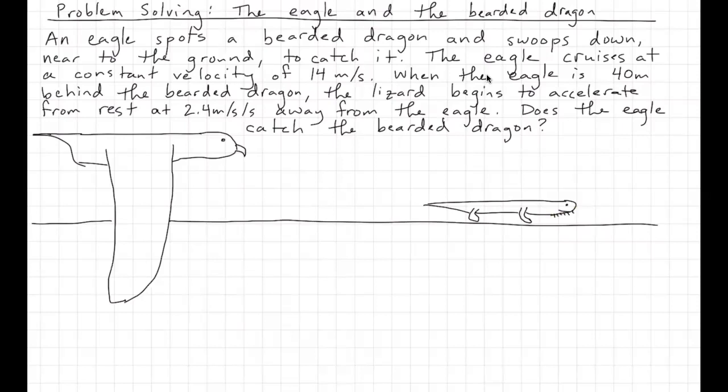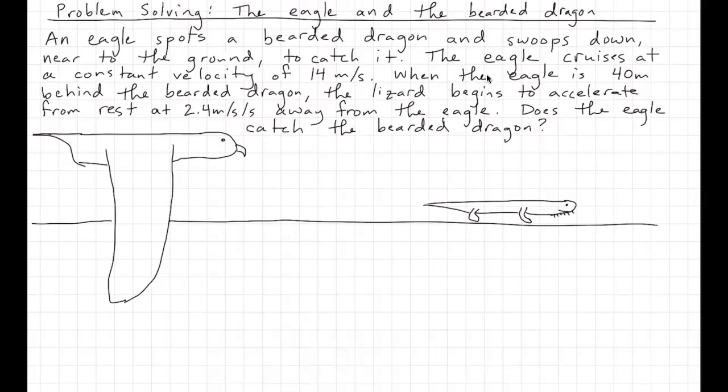Okay, so this is interesting because it's a problem that involves two things moving in different ways, and we're interested in if the eagle catches the bearded dragon. So ultimately what we're interested in is, is there ever a time when the eagle's position is the same as the bearded dragon's position? Which is not necessarily obvious because if you think about what's happening in this problem, it says that the eagle's cruising at 14 meters per second.